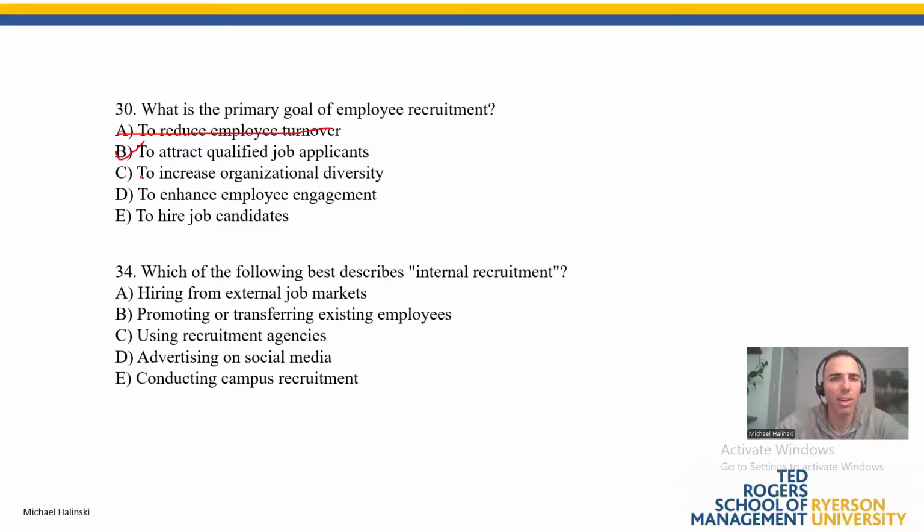To increase organizational diversity? No, that's not the primary goal. That could be a goal, depending on the organization. To enhance employee engagement? No. To hire job candidates? No, that sounds more like selection. And there we go. That's how I differentiated the two.